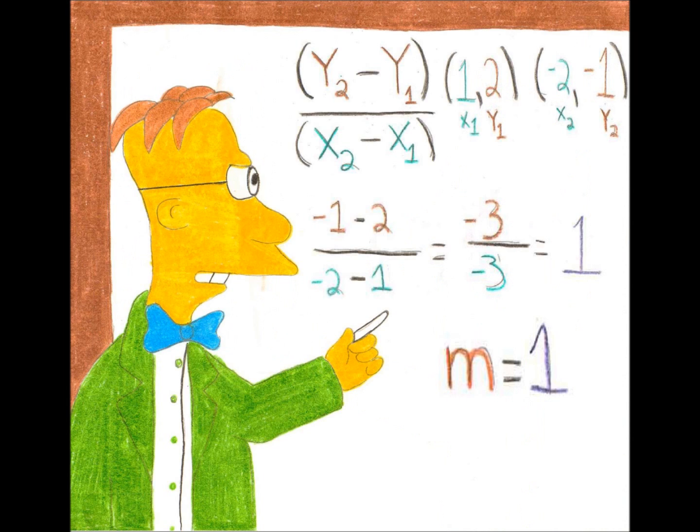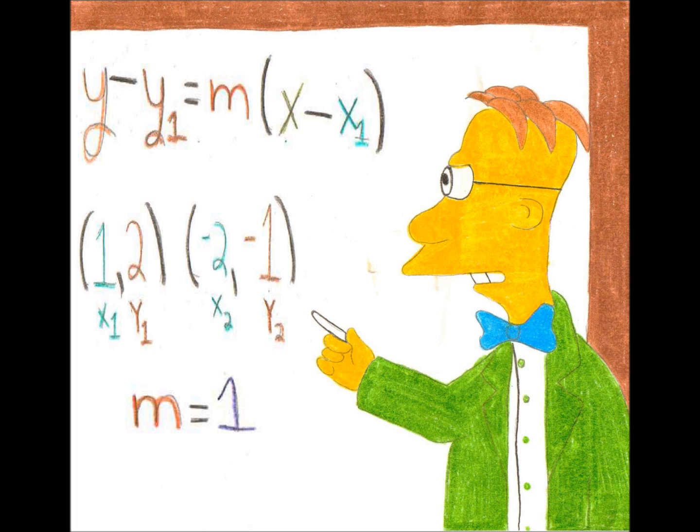Now, with these new points, you will have to do things differently. So your y2 is -1, your y1 is 2, your x2 is -2, and your x1 is 1. So -1 minus 2 over -2 minus 1 equals -3 over -3, which equals 1. So your new slope is 1.